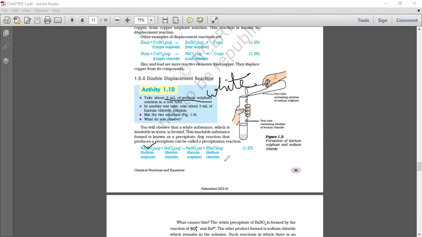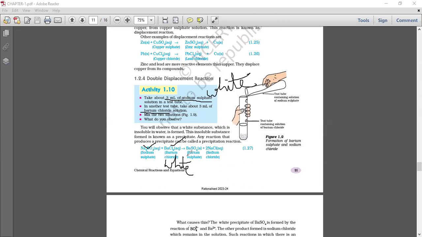Now, in another test tube, take 3 ml of barium chloride. This is the chemical formula. What will be the color of barium chloride? Again, barium chloride will also be white in color.